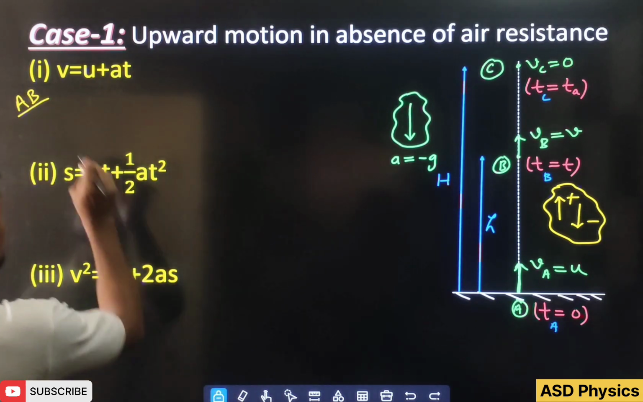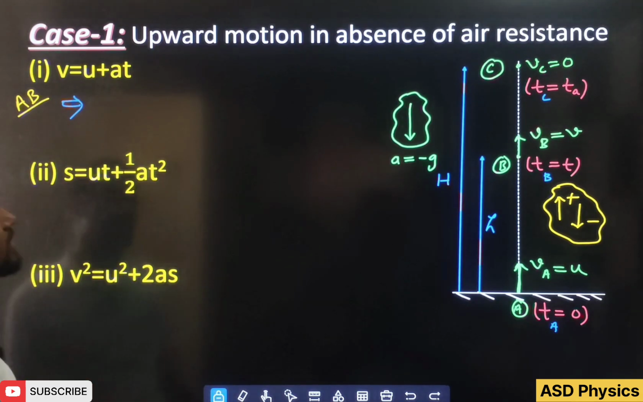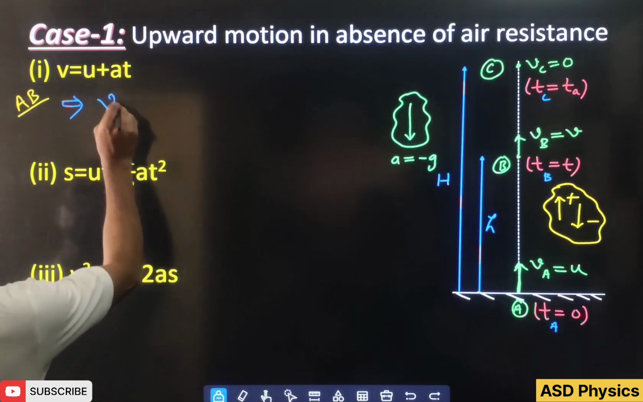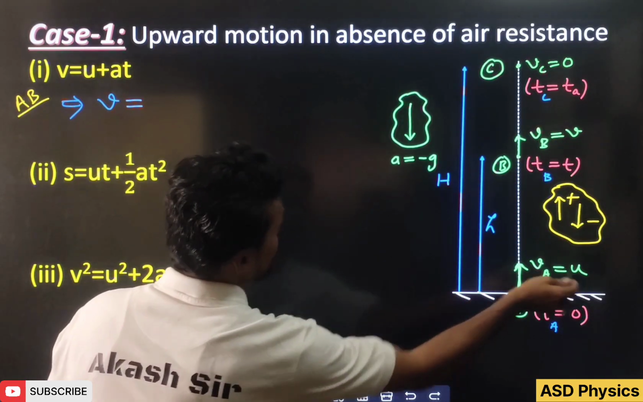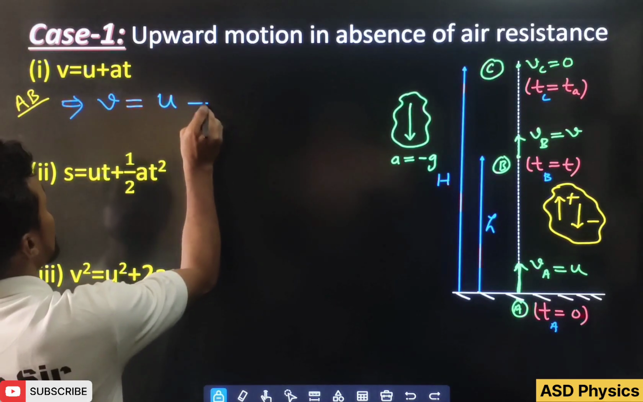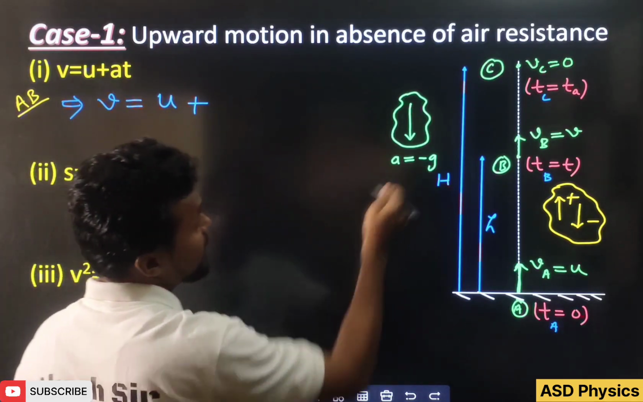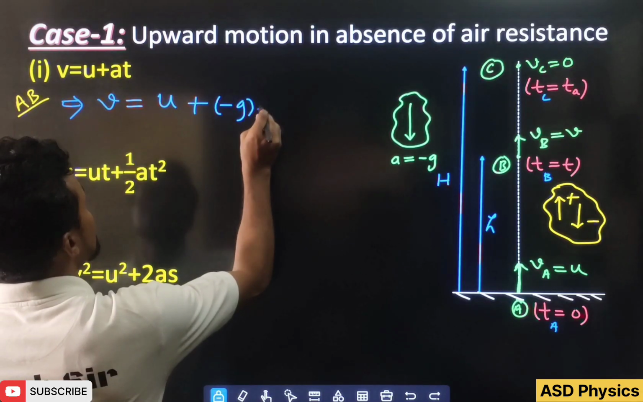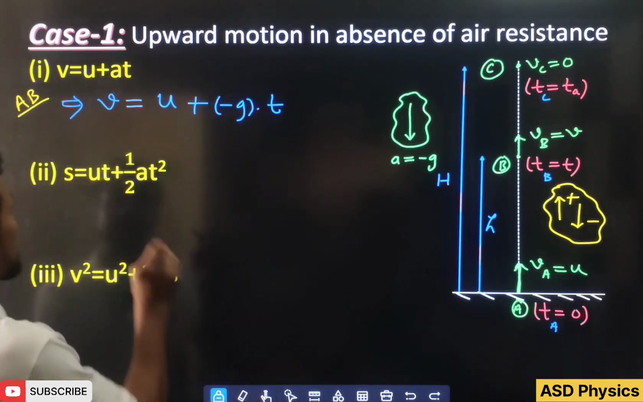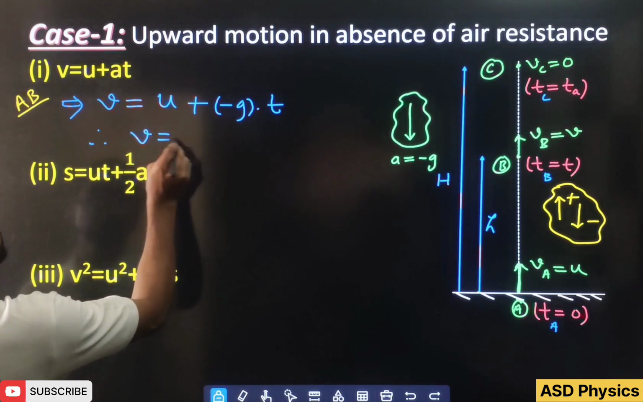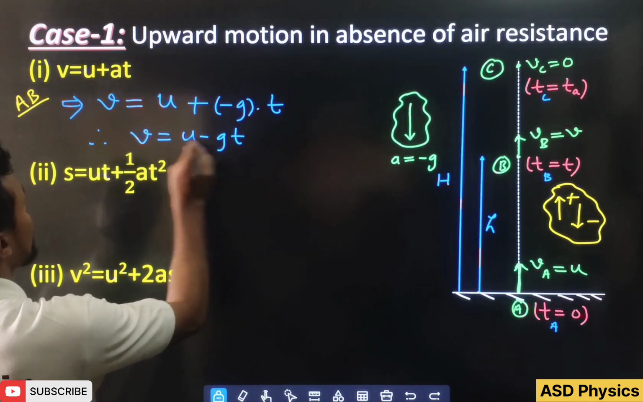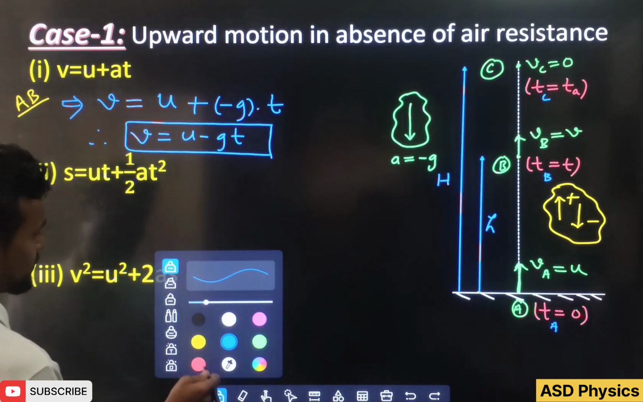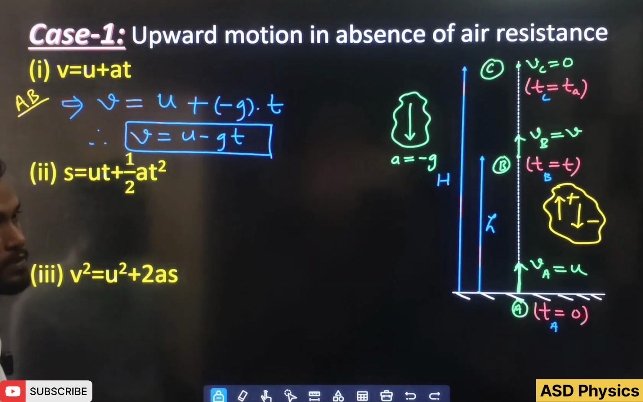So just tell me, V equal to U plus AT. So final velocity at point B is V. So V equal to initial velocity U plus acceleration A, whose value is minus g, because downward is negative. So here I will write minus g into T. That means when we apply it, V equal to U minus gt. Remember that here v equal to u minus gt.